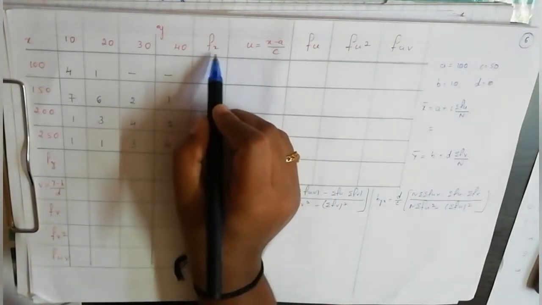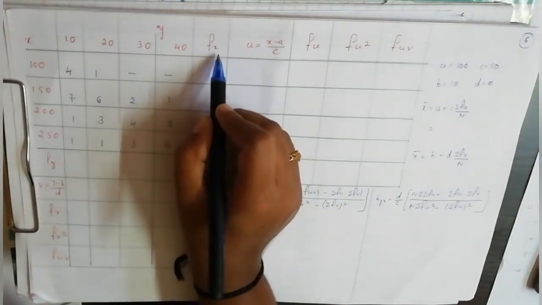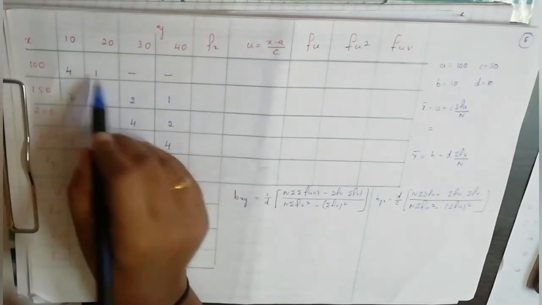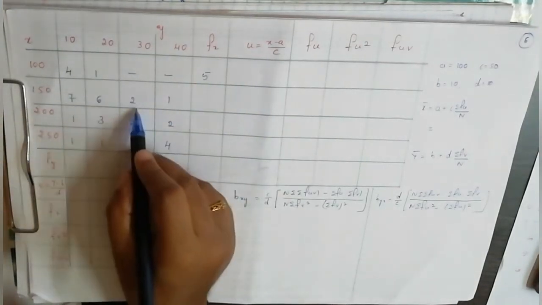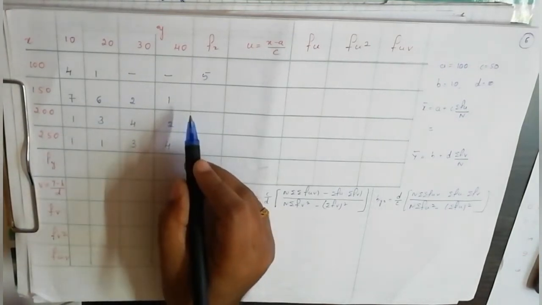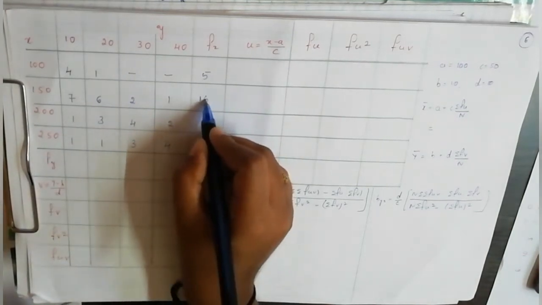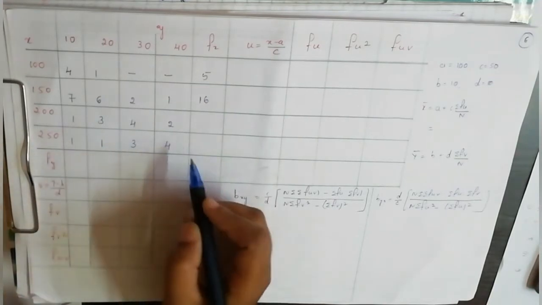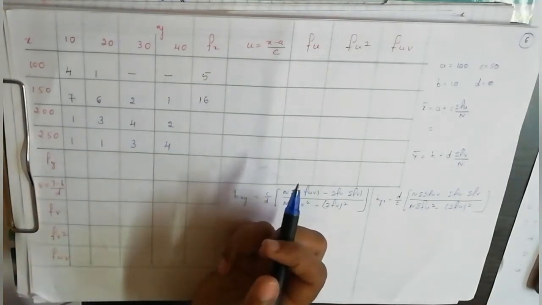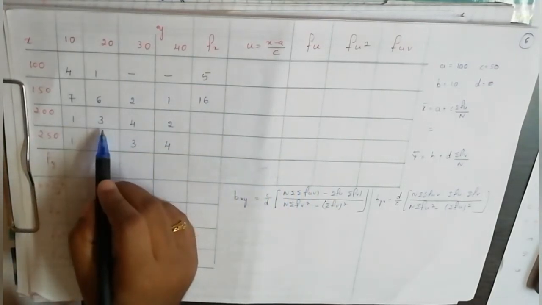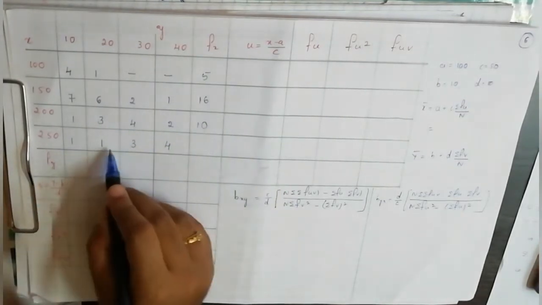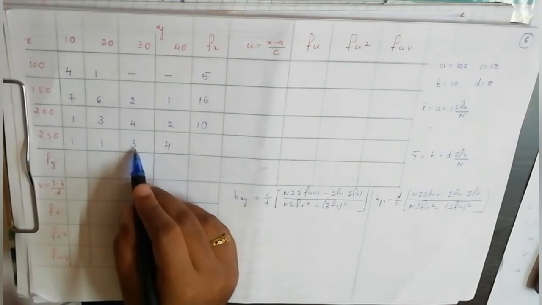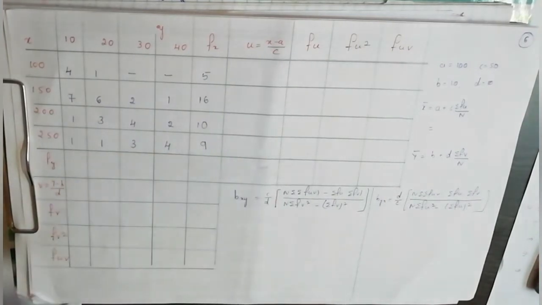So now we need to find fx. So what is fx? We need to add the values. So 4 plus 1, 5. 7 plus 6 plus 2 plus 1 is 16. So we need to add the frequencies row wise and column wise, correct? So now 1 plus 3 is 4, 4 plus 4 is 8, 8 plus 2 is 10. 1 plus 1, 2, 2 plus 3, 5, 5 plus 4 is 9.